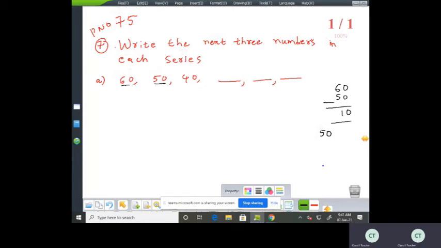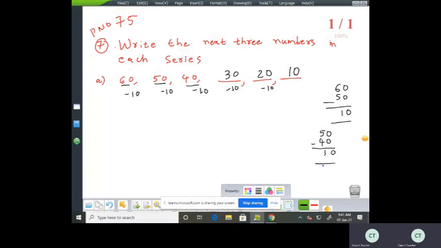Next, the difference of 50 and 40. 0 minus 0, 0. 5 minus 4, 1. So 10. Again 10 decreased here. Here every number is decreased by 10. 60 minus 10, 50. 50 minus 10, 40. 40 minus 10, 30. 30 minus 10, 20. 20 minus 10, 10.